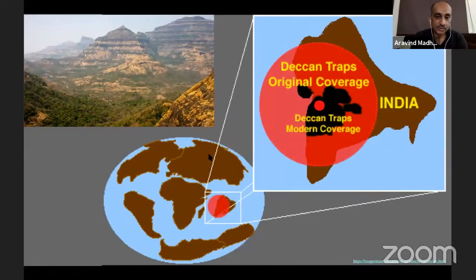During its course towards north, around 65 million years back, there was a volcanic eruption off the coast of Seychelles, and it impacted the Indian region also, which we call the Deccan Trap, which occurred around 65 to 63 million years back.